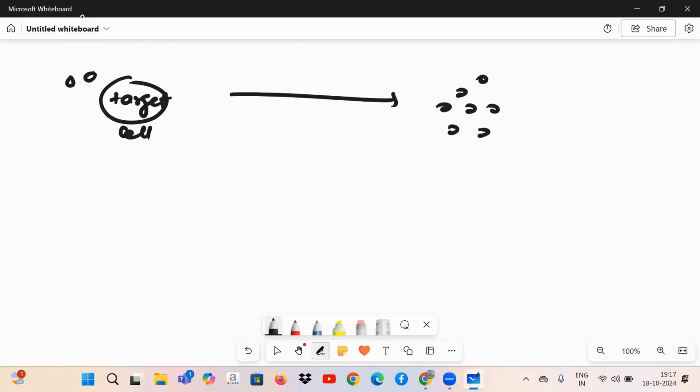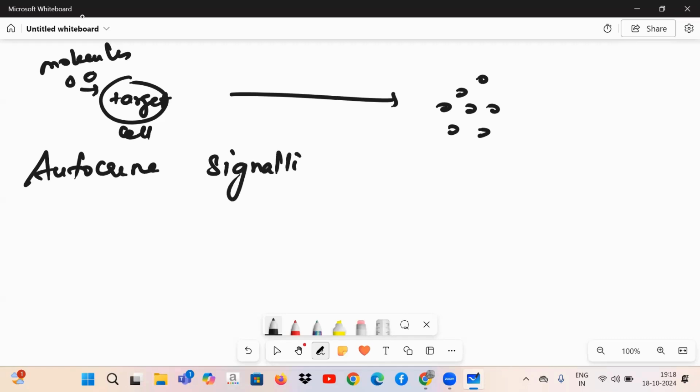Either these molecules are produced in the same area where the target cell is present, or in an area away from the target cell. They can be produced either near to them, or they can be produced farther away from them. So, depending upon where these molecules are synthesized, either near or farther away from your target cell, you have different types of signaling. One is autocrine signaling.